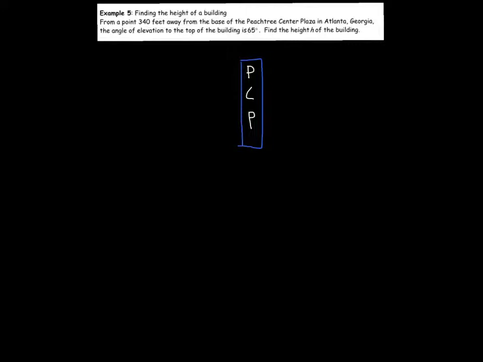Now, notice what it says. You just have to read it pretty carefully, and you can get these problems pretty simply. From a point 340 feet away from the base of the building. So that means over there, 340. So that is going to be 340.